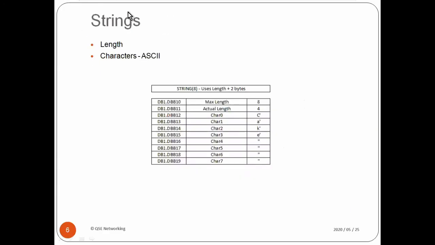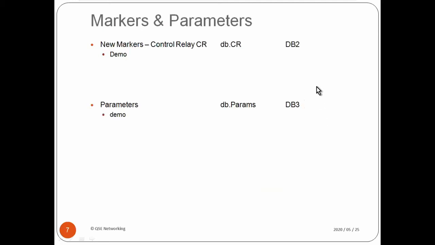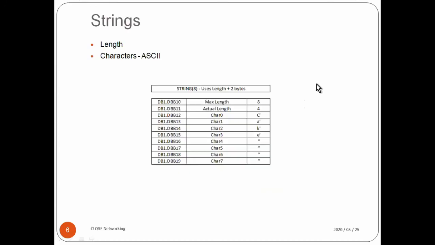So there is technically how the string should be stored. There is the maximum length. The actual length would be a 4. We've got a C, an A, and a K, and an E. Now that's Excel, it should have a double quote, but anyway, and those are all nulls. Everybody understand how strings are stored? They are difficult.